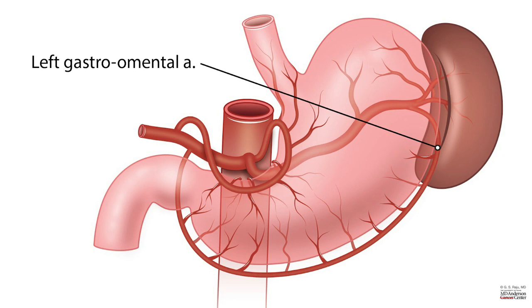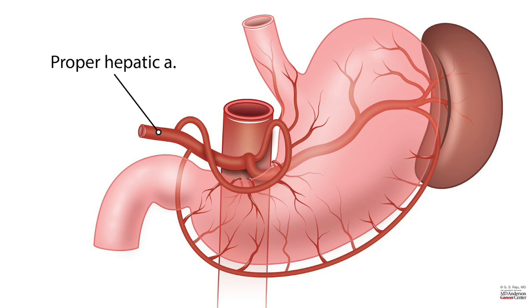So we talked about the left gastric artery, the splenic artery, and now the proper hepatic artery, or the main hepatic artery. From there, you get the gastroduodenal artery that supplies the greater curve of the stomach via the right gastroepiploic artery. In addition, the right gastric artery also comes from the proper hepatic artery and supplies the portion of the lesser curve of the stomach.